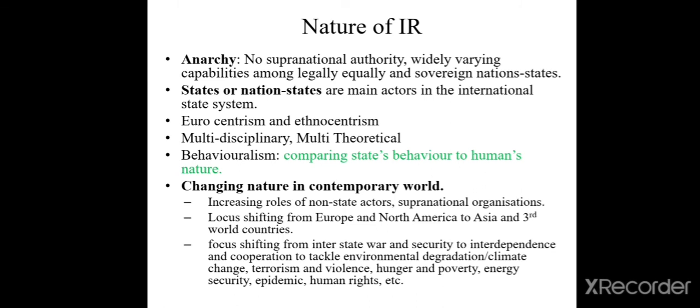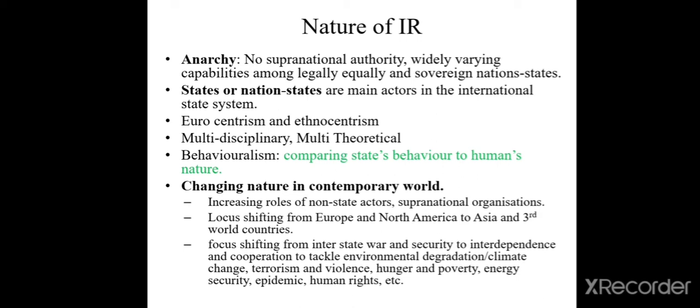So what is actually the main innate character, or the nature, of international relations? The first nature of international relations is anarchy. According to the realist perspective, the international system is in an anarchic state. Anarchy means what? Anarchy means the absence of world government. There is no supranational authority. Okay, so if any conflict happens between or among the states, there is no kind of world government to resolve the conflict.